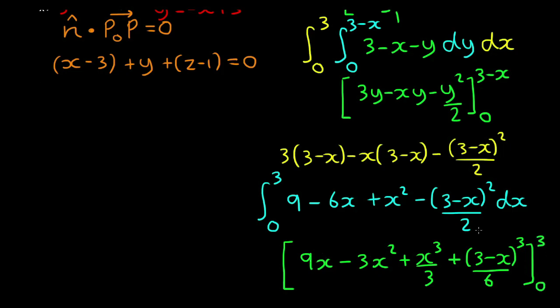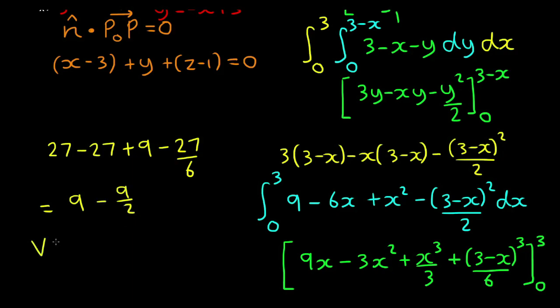So what we get is 9 by 3 is 27, minus 3 by 9, which is 27, plus 27 on 3, which is 9, plus 3 minus 3 cubed on 6, which is 0. And the next terms evaluate to 0. And finally, we get minus 27 on 6. So that's equal to 9 minus 9 on 2. So the volume of the tetrahedron is 9 on 2.